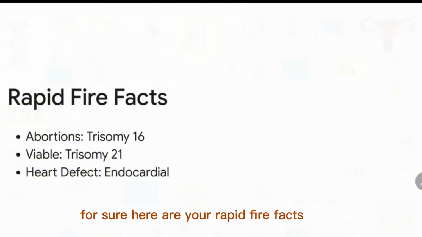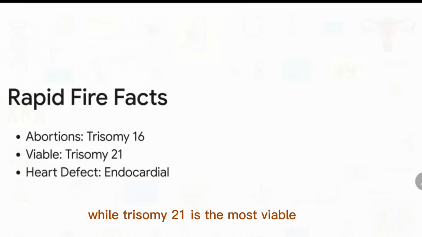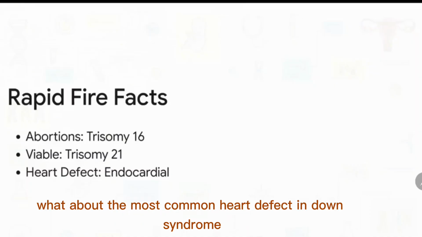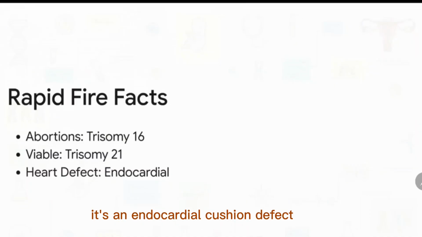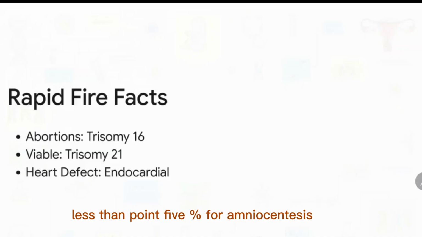Here are your rapid-fire facts. Make sure you know these cold. Trisomy 16 is the most common cause of spontaneous abortion, while trisomy 21 is the most viable. What about the most common heart defect in Down syndrome? It's an endocardial cushion defect, followed by VSD and then ASD. And again, remember that fetal loss rate, 1% for CVS, less than 0.5% for amniocentesis.